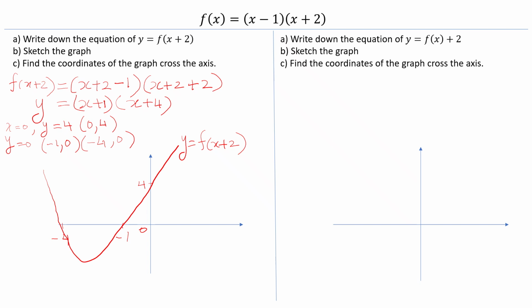And the third part, find the coordinates where the graph crosses the axes. So the coordinates are minus 1, 0, minus 4, 0 and 0, 4.